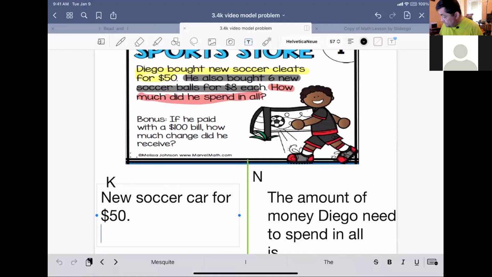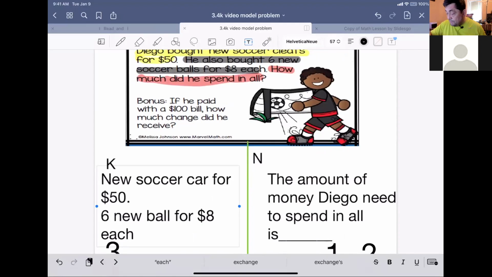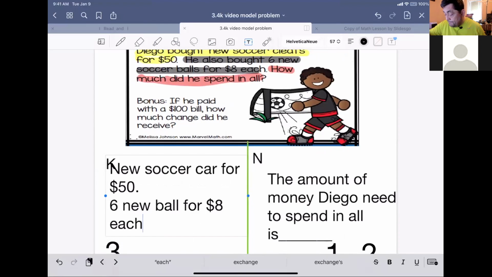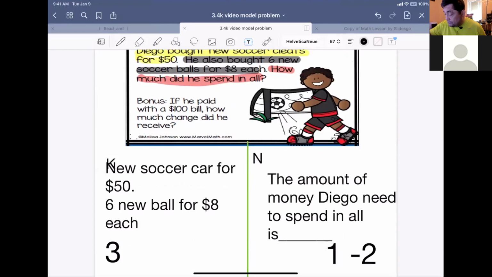So he bought 6 new balls for $8 each. We write down the information very clear that we have here. So we are ready to go to step number 4.